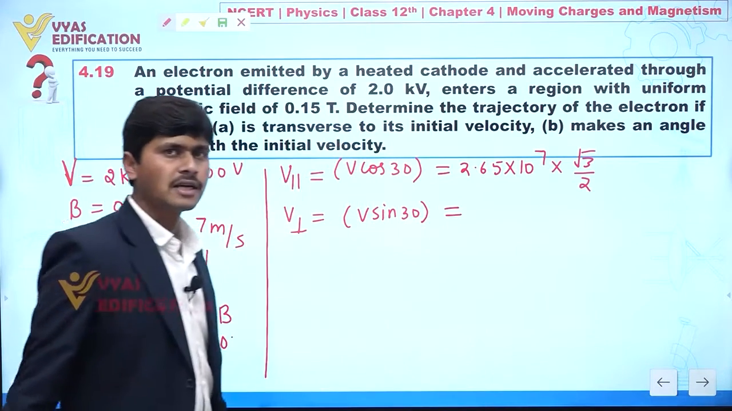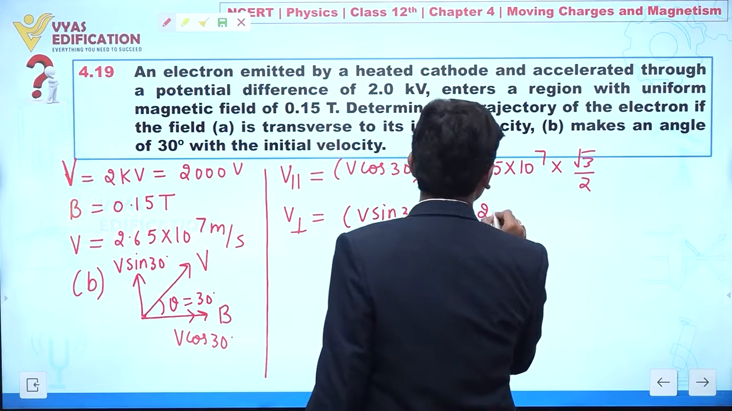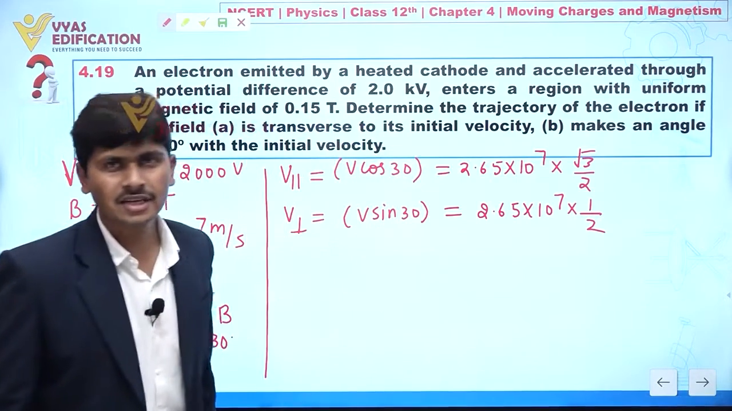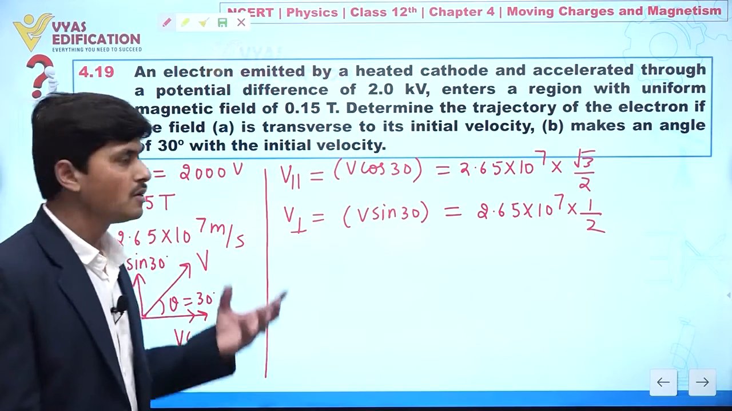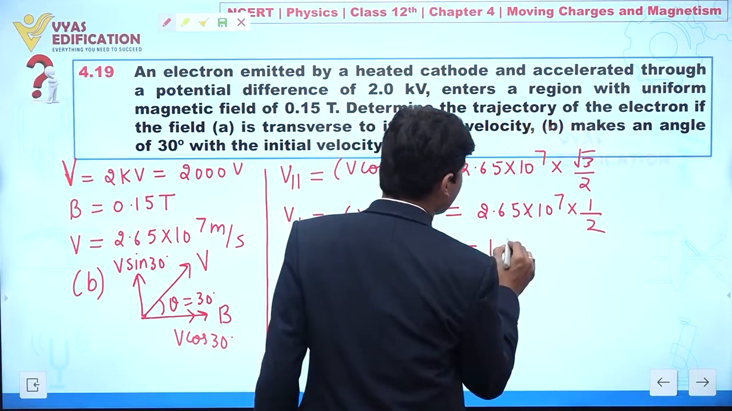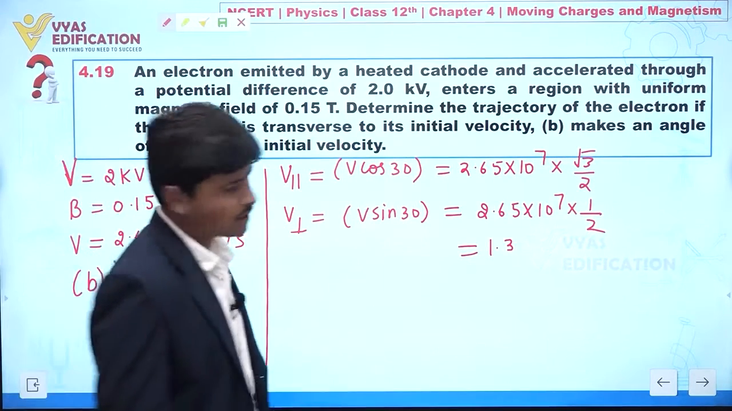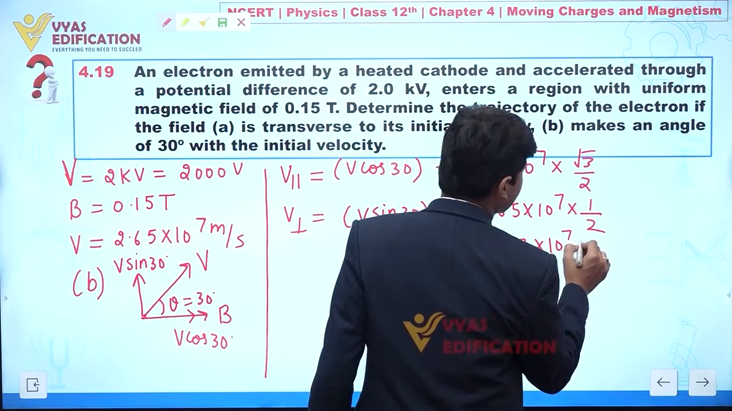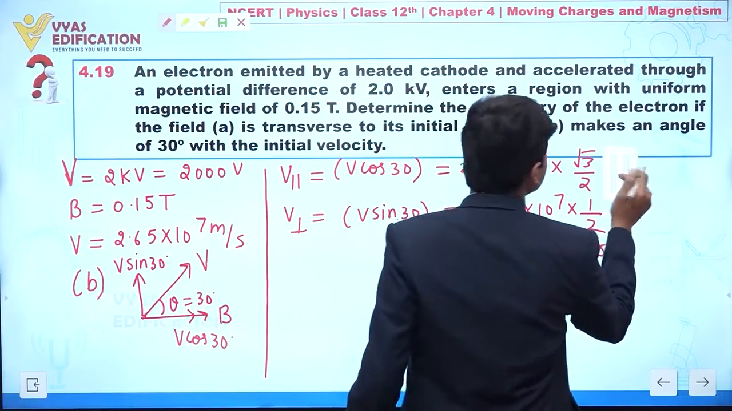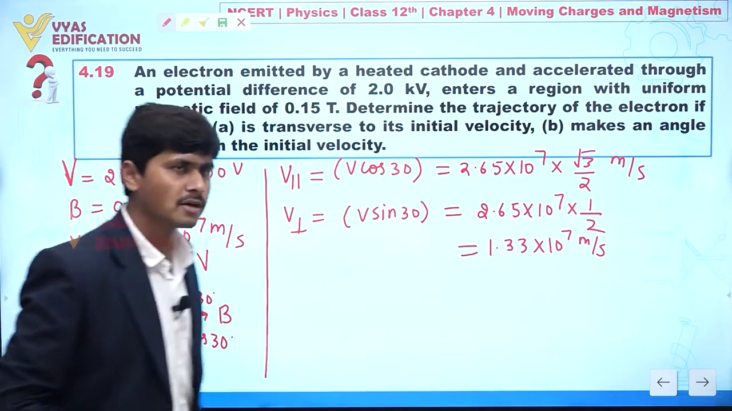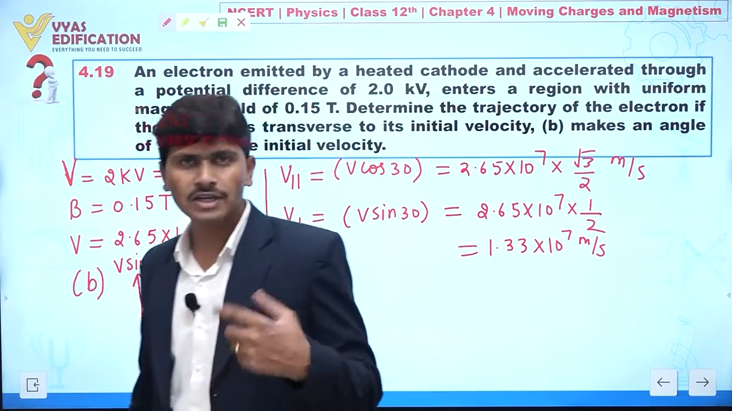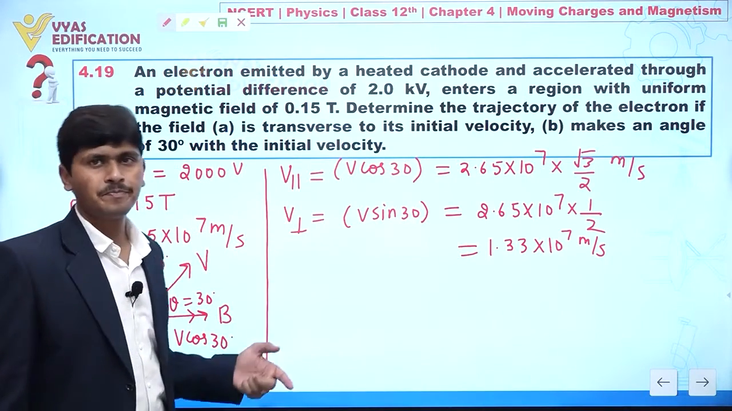So v sine 30 means 2.65 into 10 to the power 7, and this value we have is half. Clear? So from here, if we find the parallel and perpendicular components of velocity, the perpendicular one is given by 1.33 into 10 to the power 7 meter per second. Clear? You can calculate it, and we can also find the parallel component in meter per second, whatever you calculate. Clear?